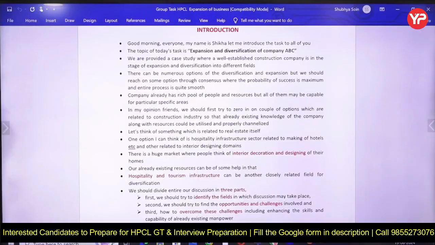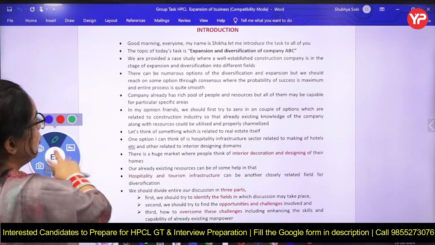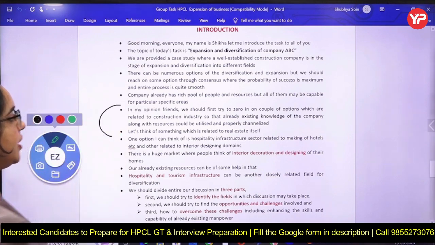The company already has a rich pool of people and resources, but not all of them are capable in the particular specific areas. In my opinion, friends, we should try to zero in on a couple of options related to the construction industry, so that the already existing knowledge of the company along with resources could be utilized and properly channelized. Let's think of some options, something related to real estate itself.